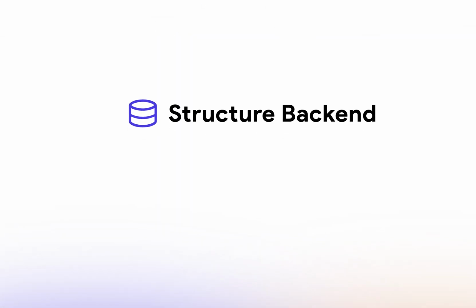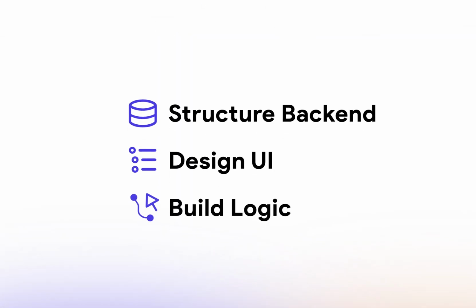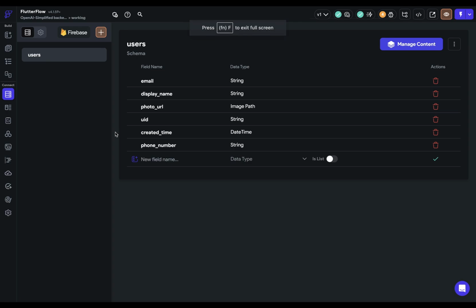In this second video in the series on how to integrate FlutterFlow with OpenAI's newest model, GPT-4o, we're going to structure the backend for storing the chat conversations, design the page, and then implement the logic. For this demo, we're going to use Firebase, and I've already set that up. I've left a link in the description if you need help setting that up.